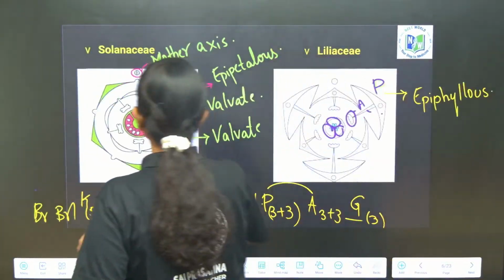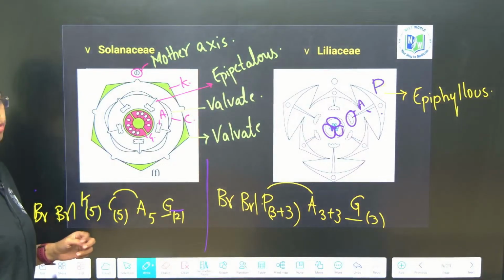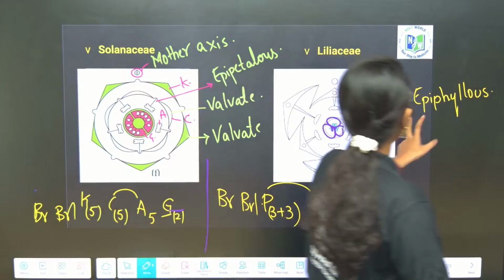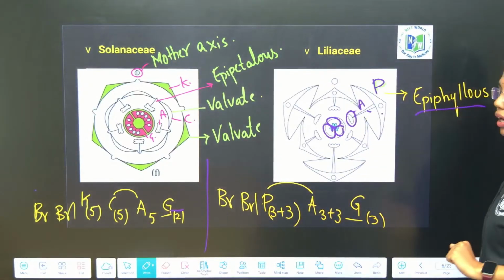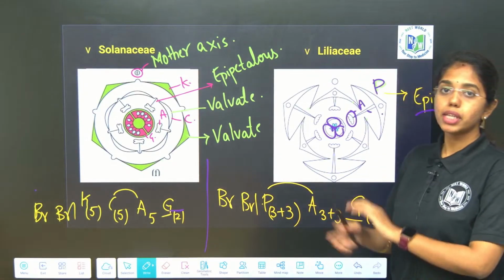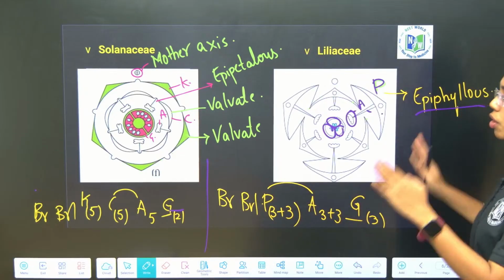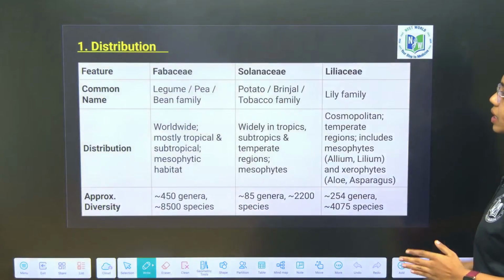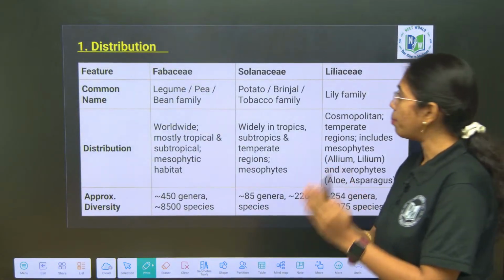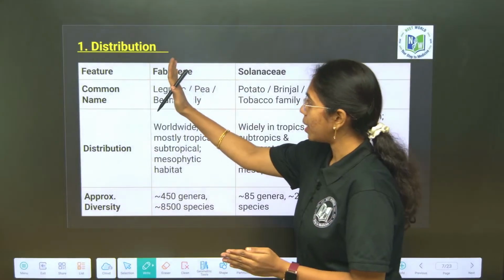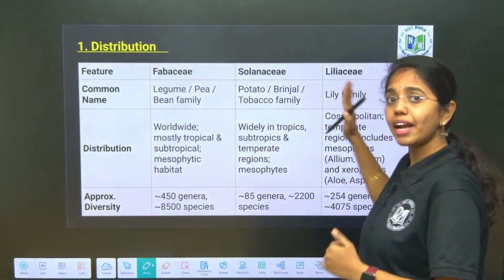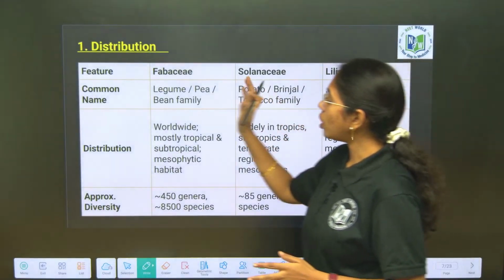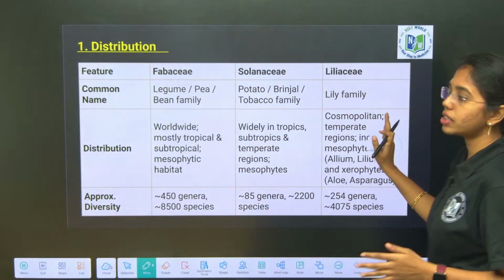Next is Solanaceae members, the characteristic feature you have to remember is the epipetalous condition, and then Liliaceae, the epiphyllous condition is characteristic. So these are the characteristic features that you have to remember from 4 families, floral diagram and floral formula, fix it in your mind. And next we see the comparative analysis of first Fabaceae, Solanaceae and Liliaceae, and we will learn Brassicaceae as key points later. We will first learn the comparative analysis of these 3 families.